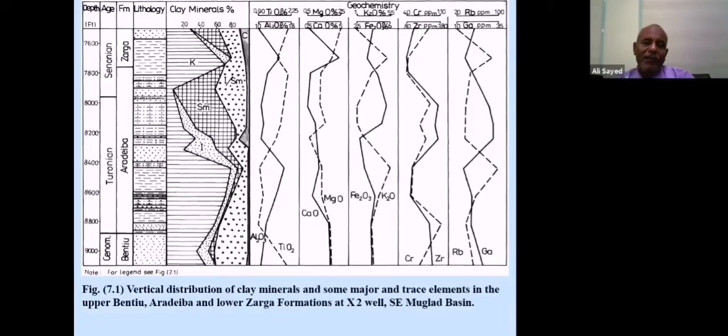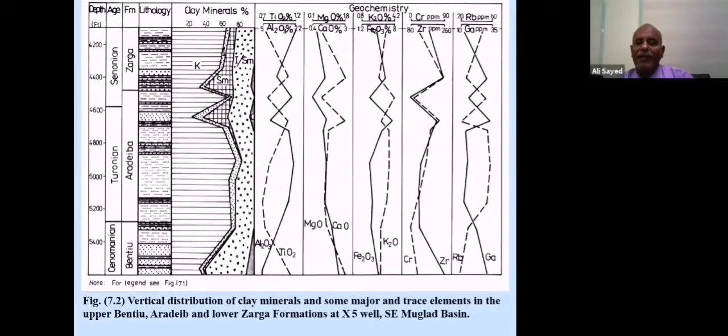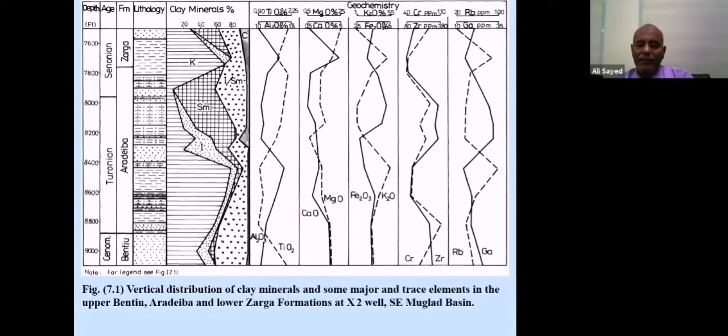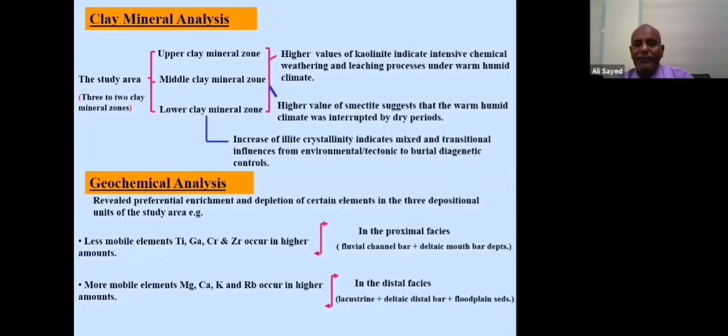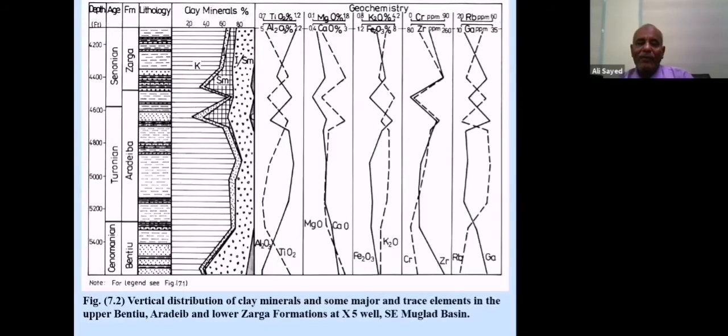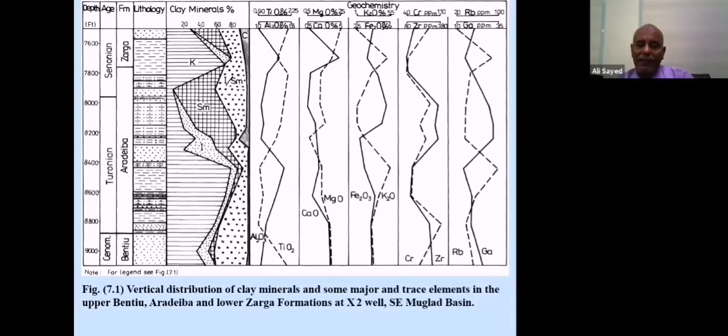This shows the vertical distribution of the clay minerals in wells, as well as the major and trace elements that coexist with these clay minerals. Also, in another well, you can see in the middle zone the smectite concentration increase. In the lower zone, you have kaolinite. The upper zone also has kaolinite. That is the vertical distribution of the clay mineralogy in this area.